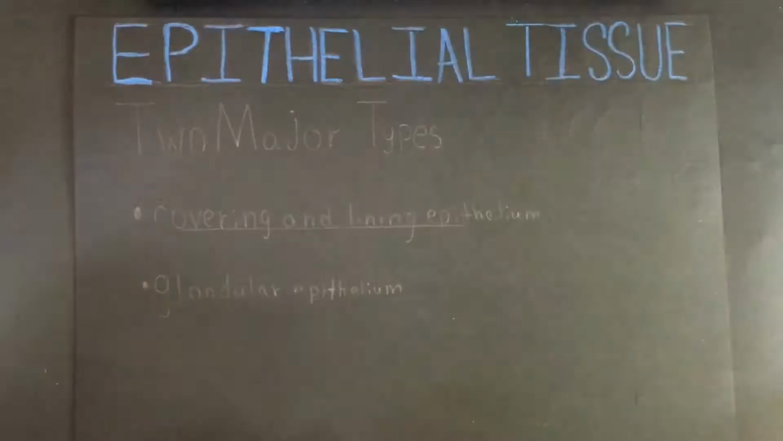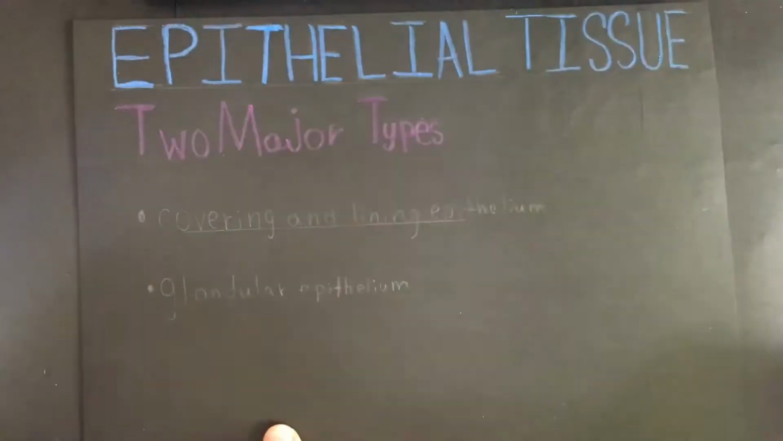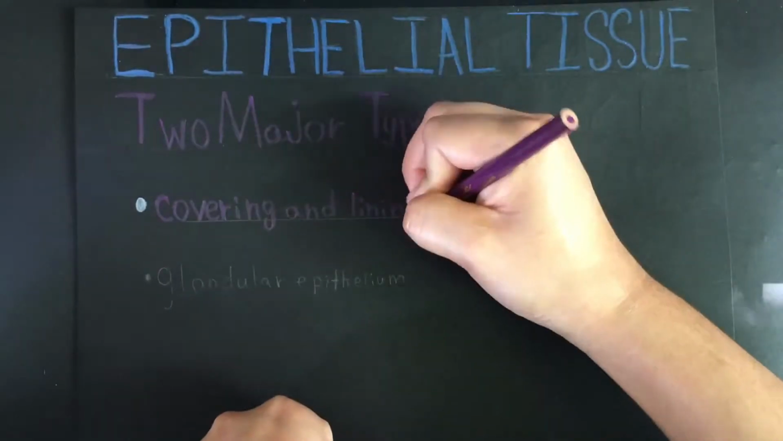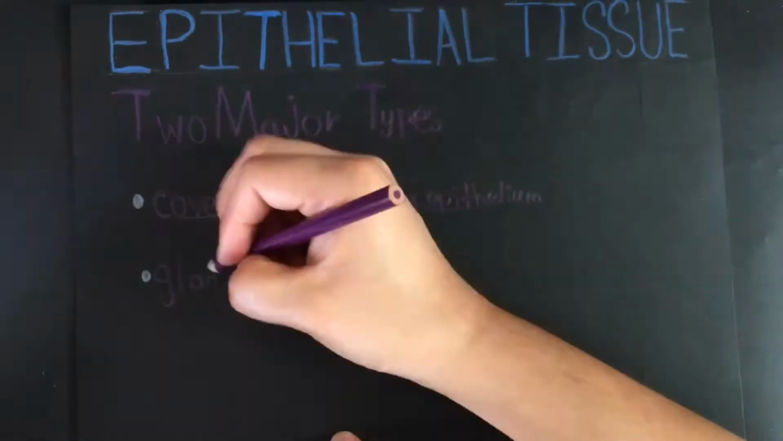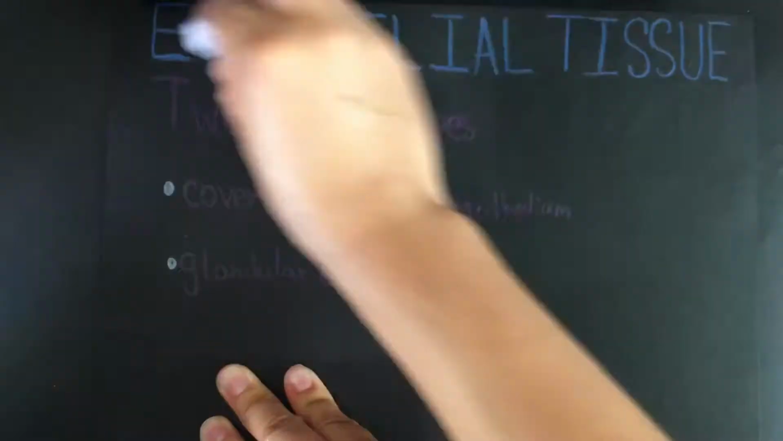Epithelial tissue. Two major types: covering and lining epithelium. Glandular epithelium makes glands.